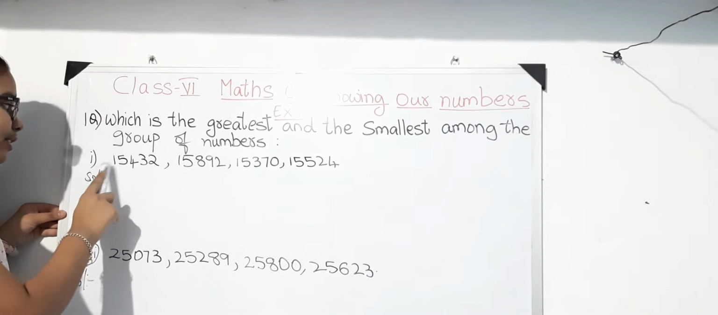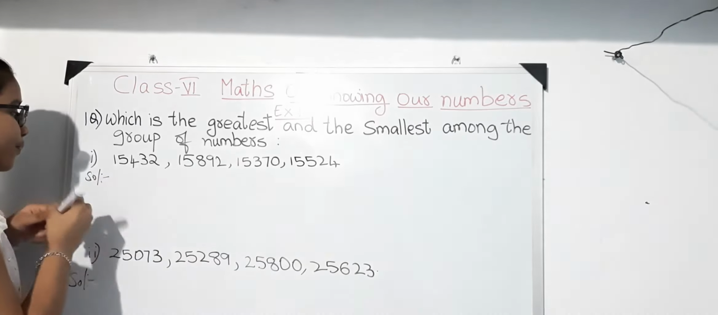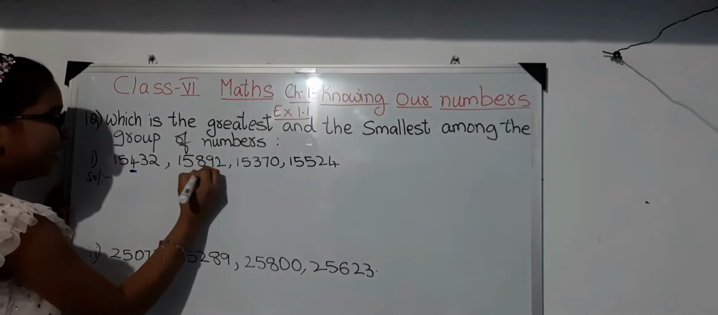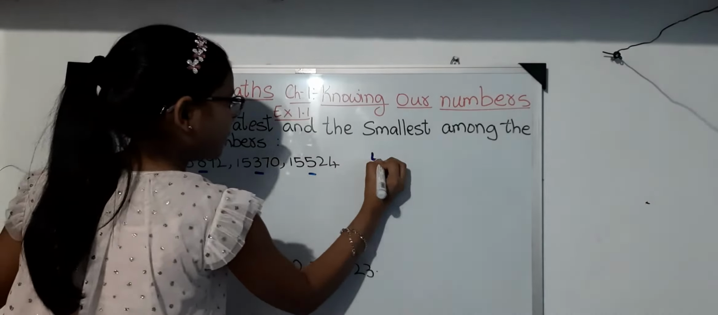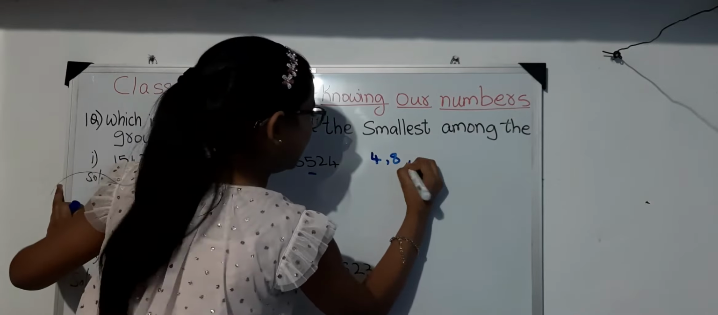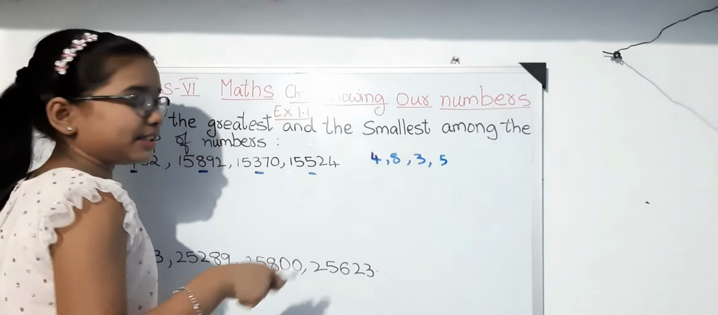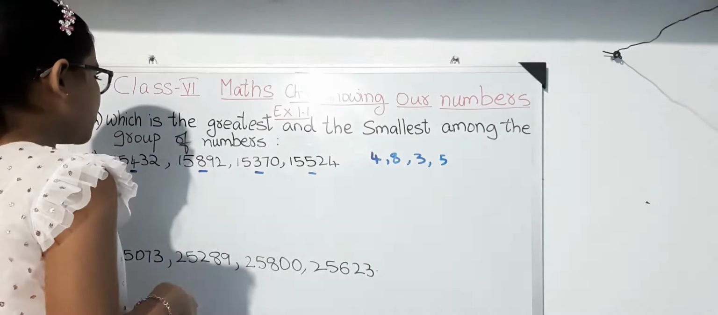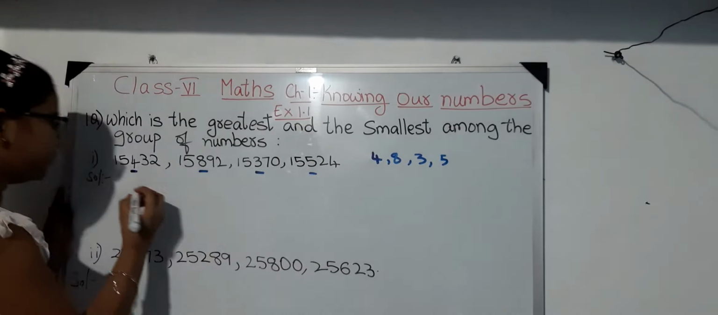Now the third digit is 5, 4, 8, 3 and 5. In this, which is the greatest? 8 is the greatest. So 15,892 is the greatest number.